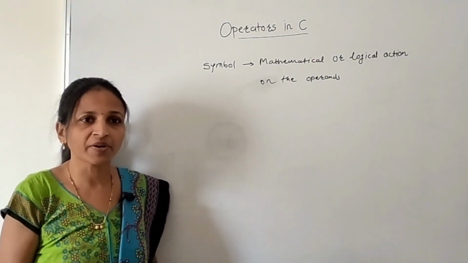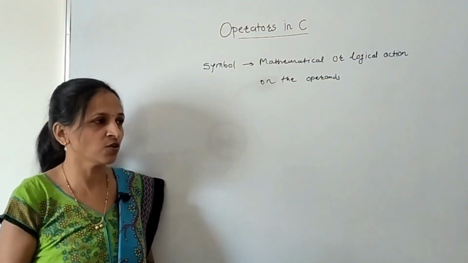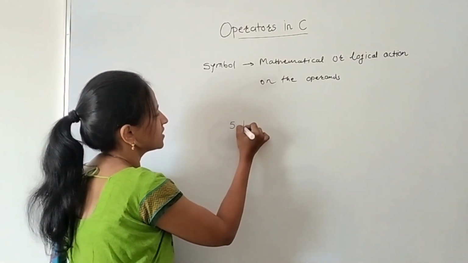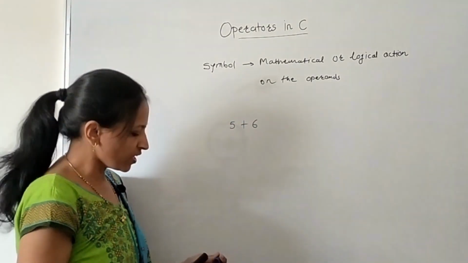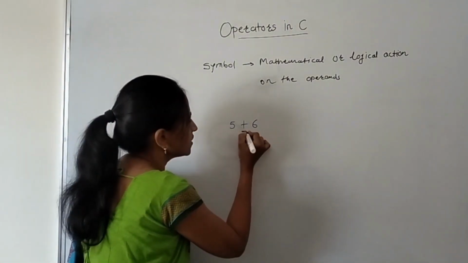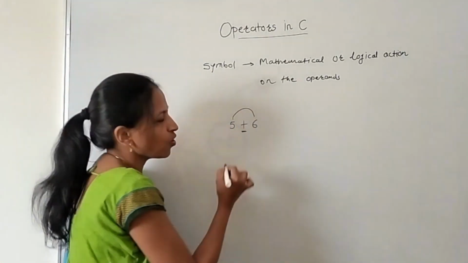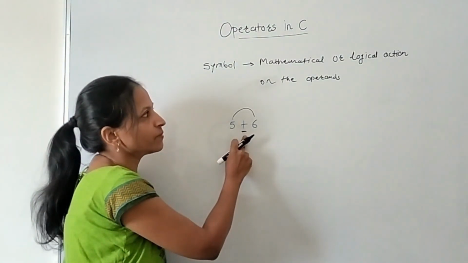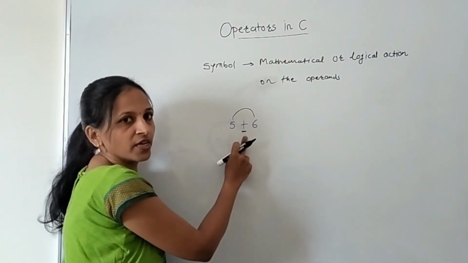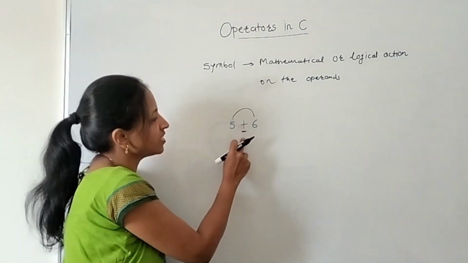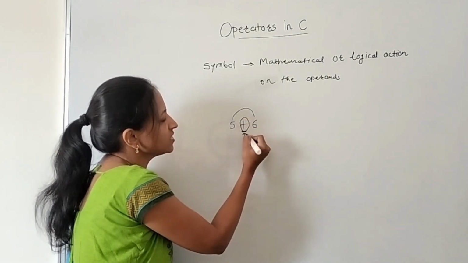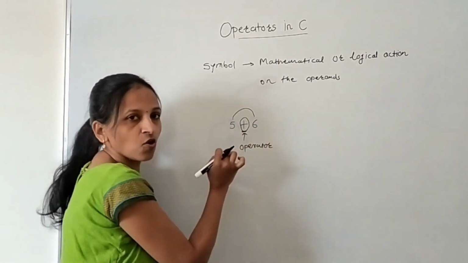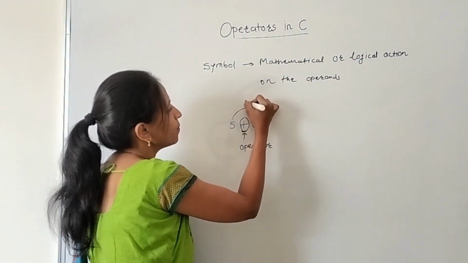What is exactly an operator and what is exactly an operand, that we have to see first. Consider, I have written one expression like this, 5 plus 6. Now here, what is this plus? This is a symbol that is acting on these two operands. It is doing addition of 5 and 6. What is the mathematical action here? Addition. And that is represented or done by this symbol. This is an operator. And what are these two called? These two are called operands.